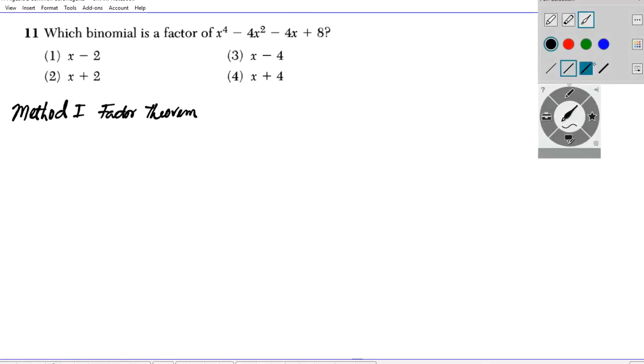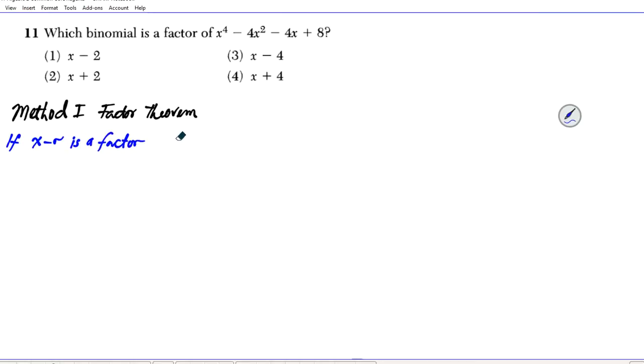So what's the main idea behind the factor theorem? Well, if you have a binomial of the first degree, if x minus r is a factor of some polynomial, let's say f of x, then the related zero of that polynomial factor, r, when you solve this by setting equal to 0, and if you plug it into the function, f of r will be equal to 0. So this is what the factor theorem is.